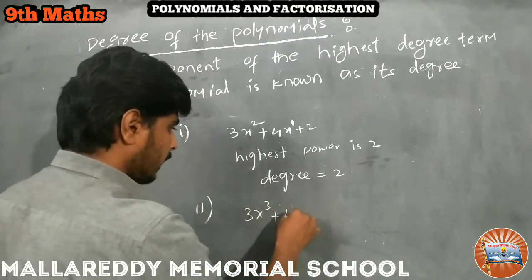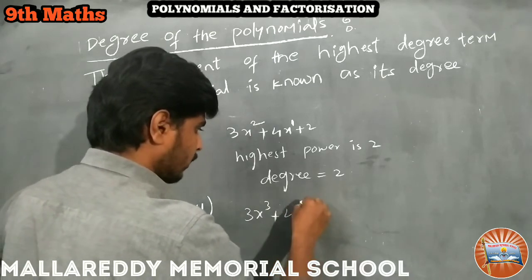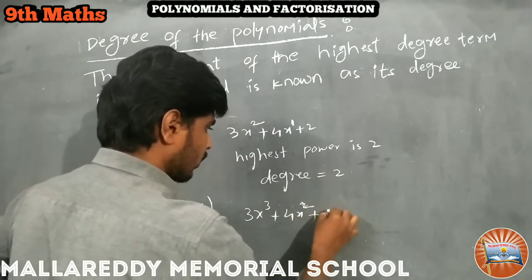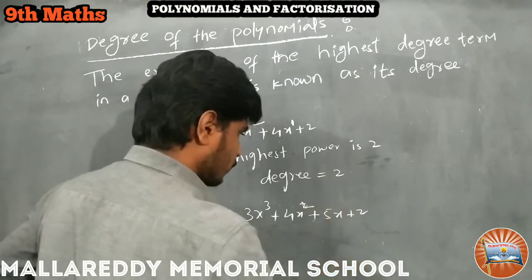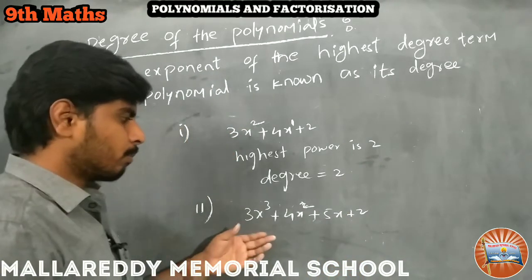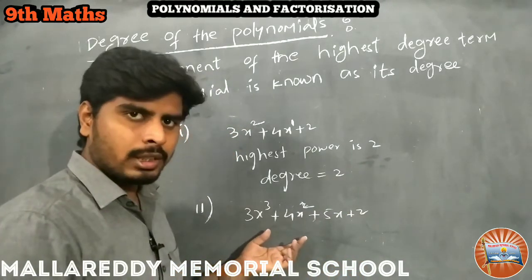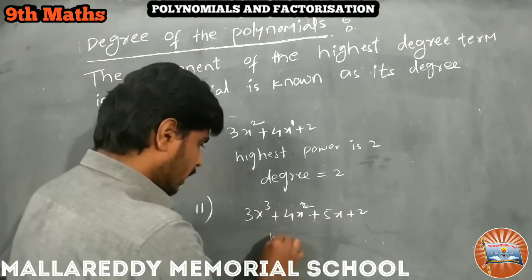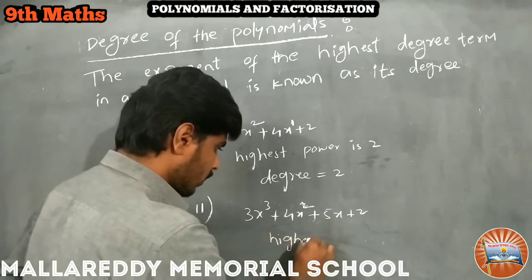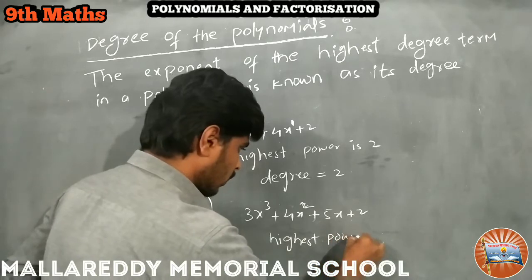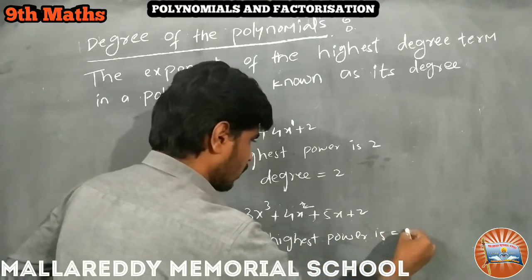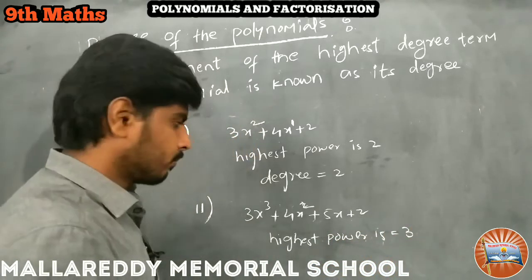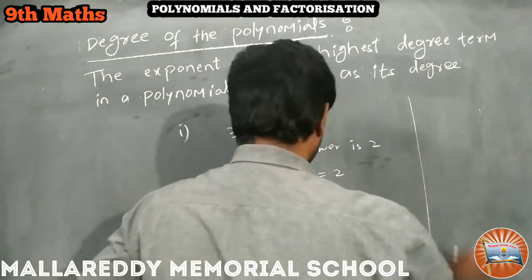3x cube plus 4x square plus 5x plus 2. So what is the highest power of the variable involved in this? The highest power is 3.